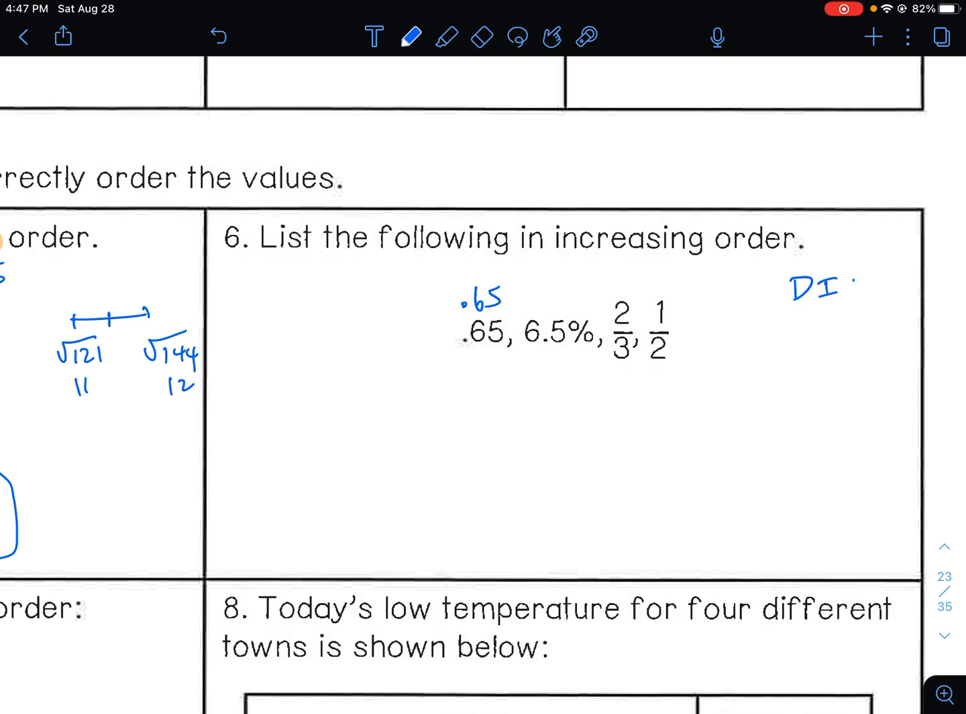Remember, DIP is the acronym, and we're doing it backwards, so we're moving it 2 to the left. 1, 2. 6.5%, moving it 2 spaces. That means it goes right there. Real decimal. That's 0.065. All right, 2/3.